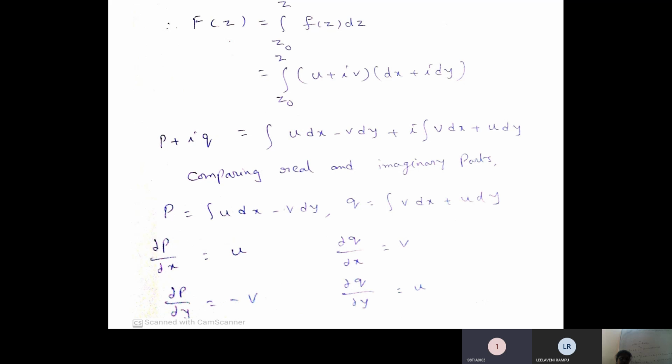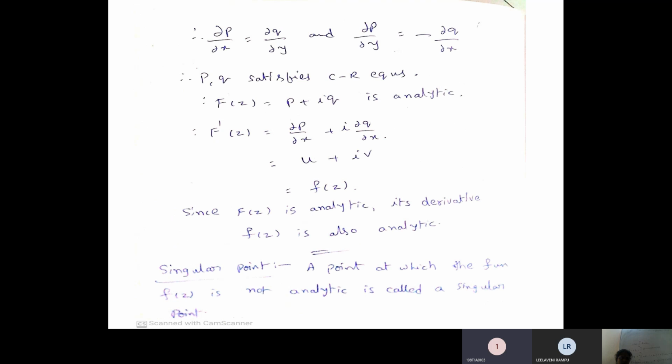Now using the Cauchy-Riemann equations, dou P by dou x equals dou Q by dou y. What are the Cauchy-Riemann equations? ux equals vy, uy equals minus vx. Now apply the Cauchy-Riemann equations for P and Q: Px equals Qy, Py equals minus Qx. Px means dou P by dou x equals dou Q by dou y, and dou P by dou y equals minus dou Q by dou x.